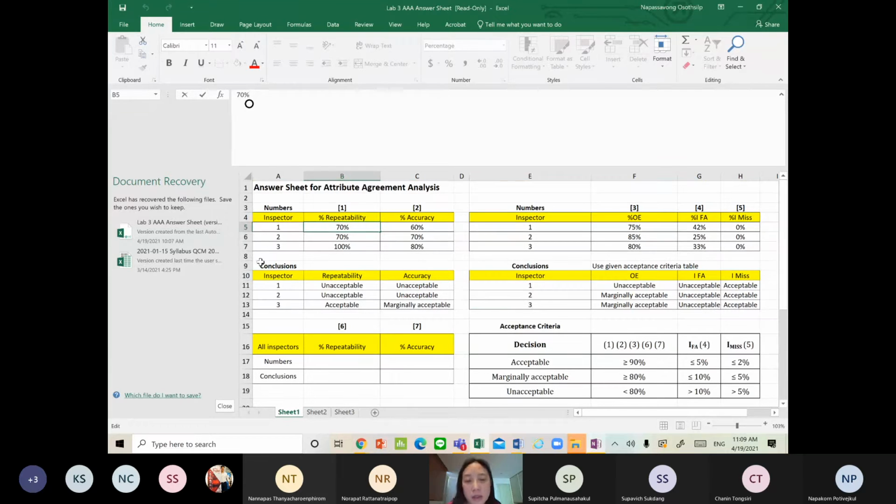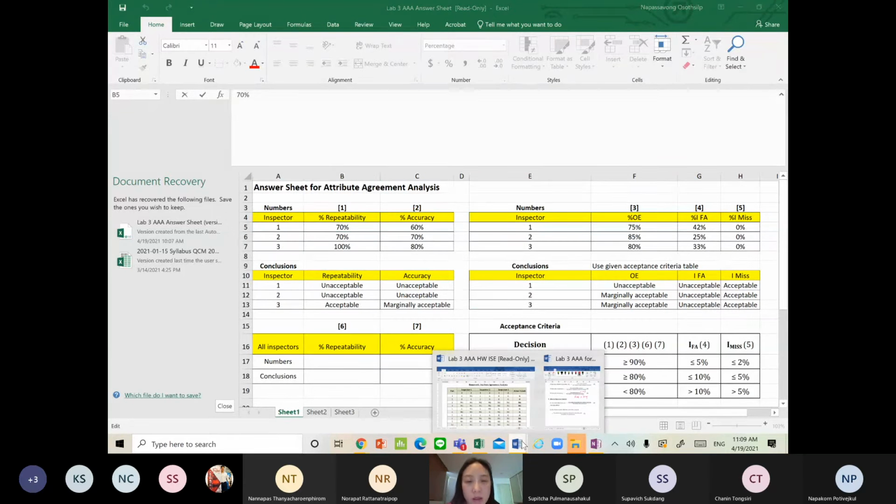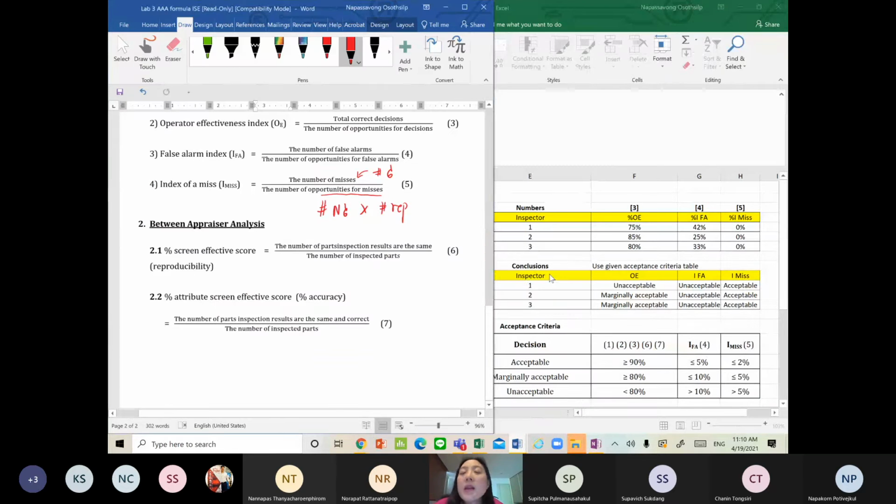So now let's move to the next two indicators. So far we have seen the indicator for each appraiser. But now we will take a look at the indicator between appraisers. Between here means that we do not pay attention to each inspector anymore, but we consider overall performance, the consistency among different operators instead, and the accuracy overall for all operators.